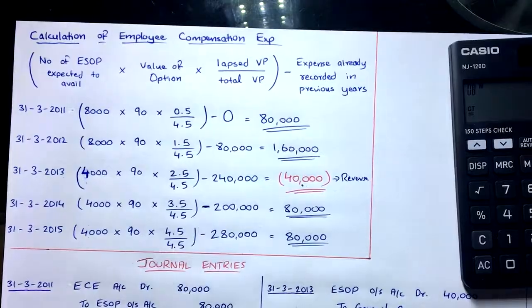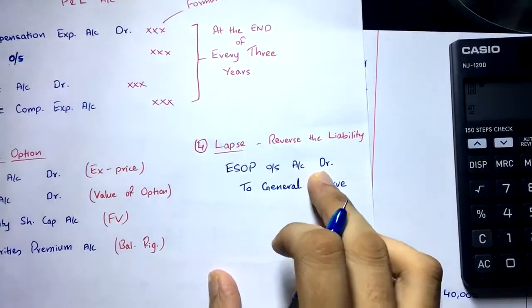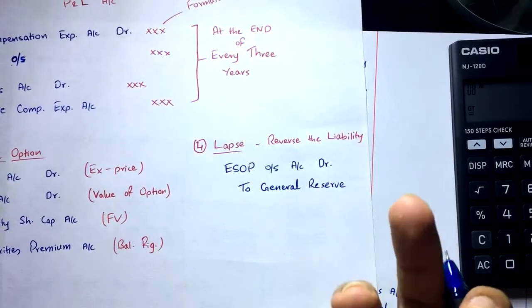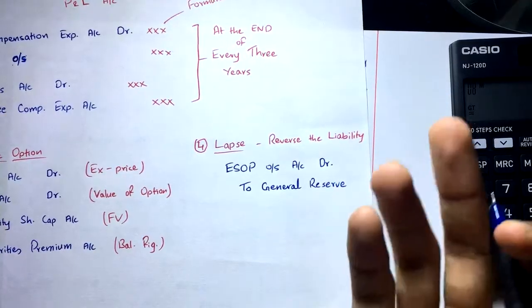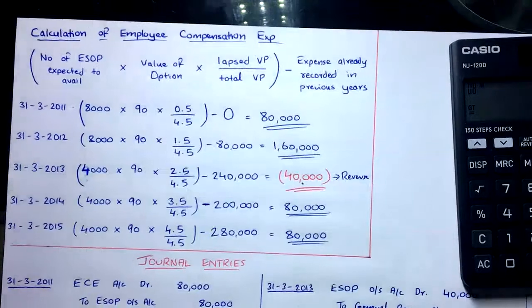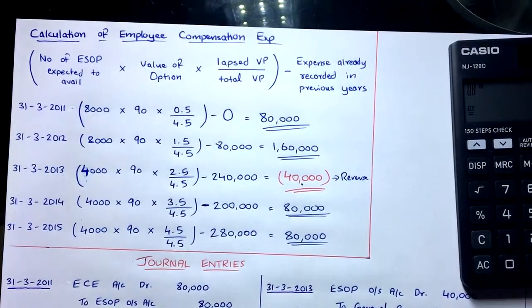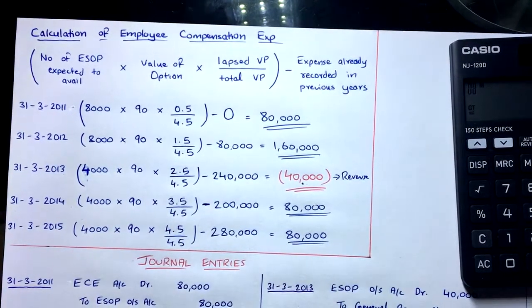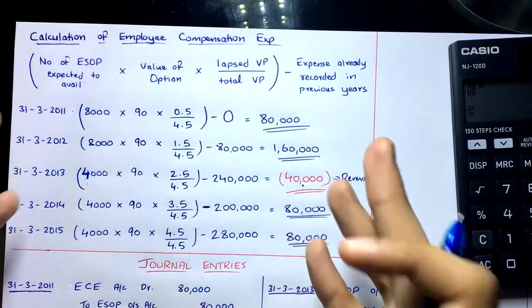Okay, so entry would be like this. See here, ESOP outstanding account debit. You will reverse the liability. How will you reverse the liability? Just debit it. Liability has credit balance. To reverse it, you are going to debit that and you are going to transfer that to general reserve. We'll see that later. The entries are very simple, debits and credits. We have been doing that, right? But this is very important, the calculation.